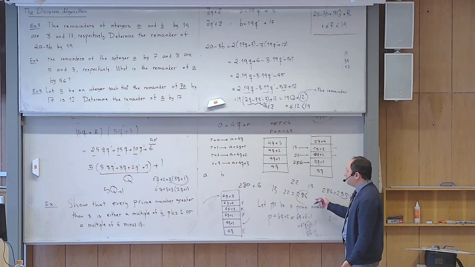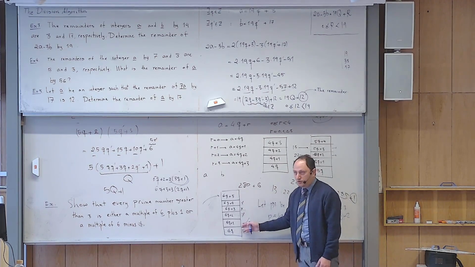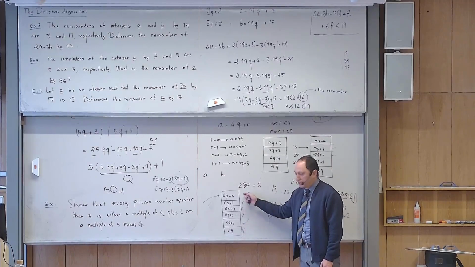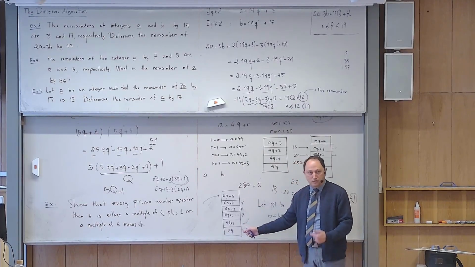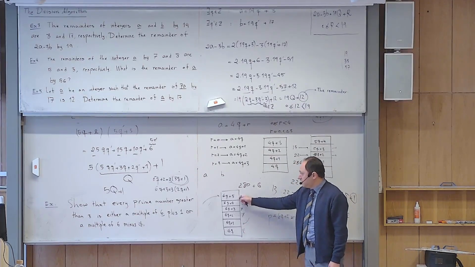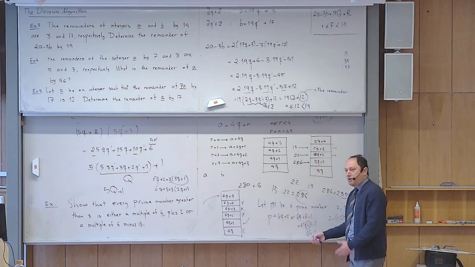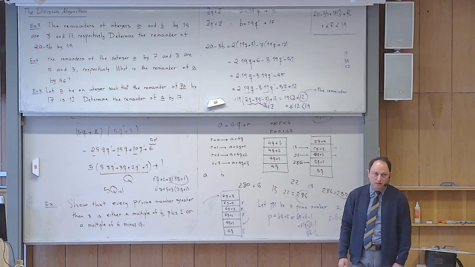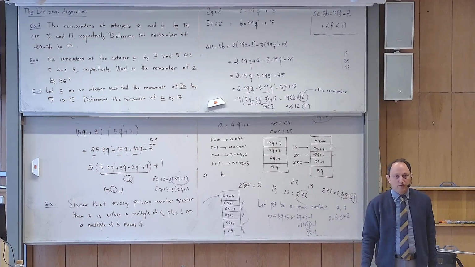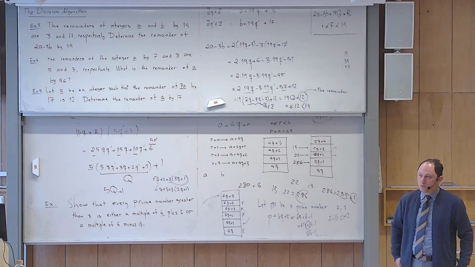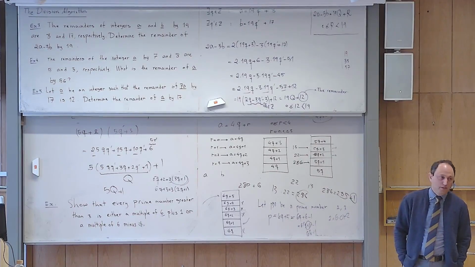So this poor prime has only two places to live, either here or there. If it is here, it's a multiple of 6 plus 1. If it is here, it's a multiple of 6 plus 5, which can be written as a multiple of 6 minus 1 as well. So then I am done. So every prime number is either a multiple of 6 plus 1 or a multiple of 6 minus 1.